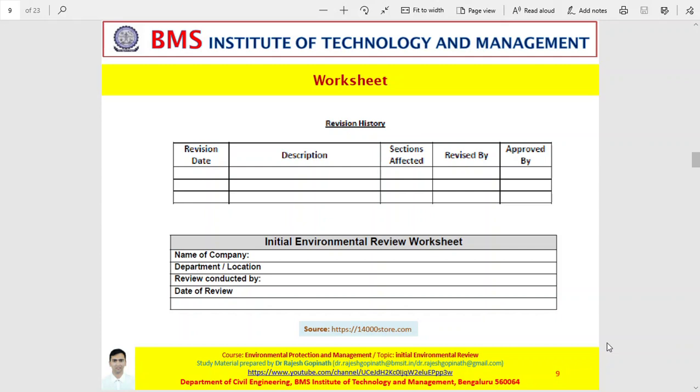As you can see in the same slide 9, the initial environmental review worksheet continues with the pro forma, wherein we need to enter details such as name of the company, the department which is being dealt with, the location of the company, the details of the reviewer or the expert involved in this initial environmental review, and the date on which the review is being conducted. Now let us move on to slide 10.